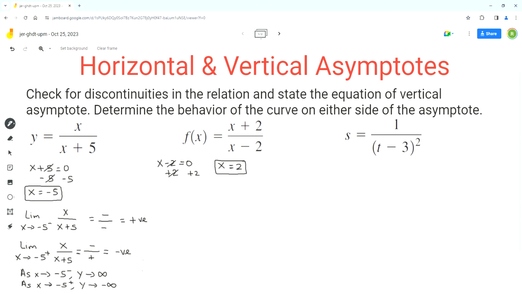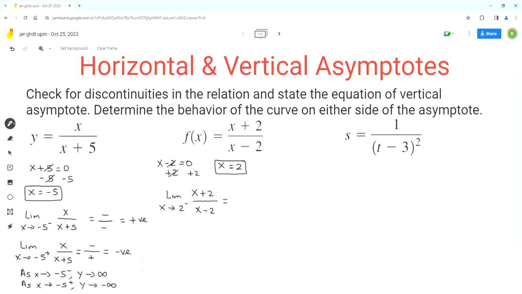Now we'll check the behavior of the curve on either side of this asymptote. So we'll start with our limit expression, and we'll start with the left side of this vertical asymptote. So x approaches 2 from the left side, and then (x + 2)/(x - 2). Now we have to identify the sign of the terms in the numerator and the denominator as x approaches 2 from the left side. So one value close to 2 on the left side is 1.9.